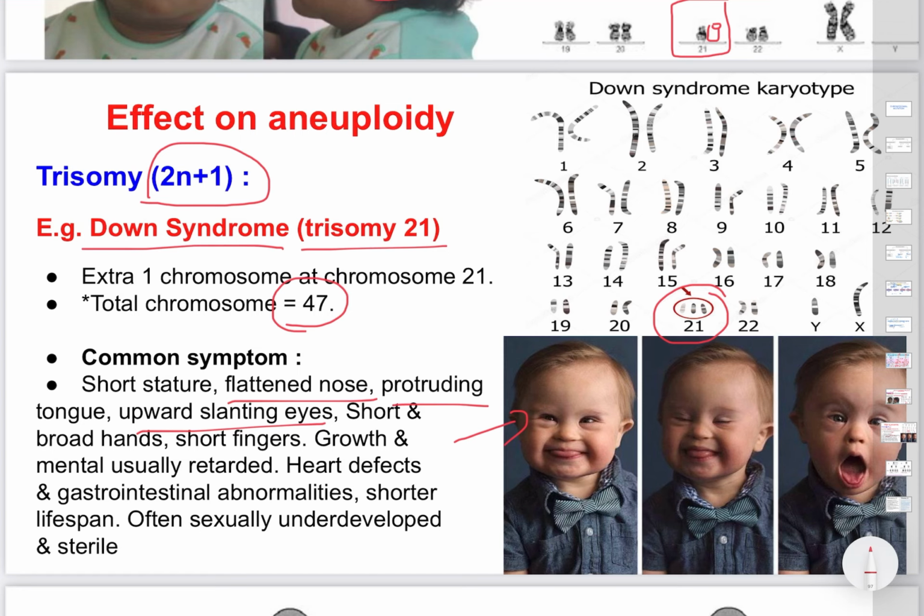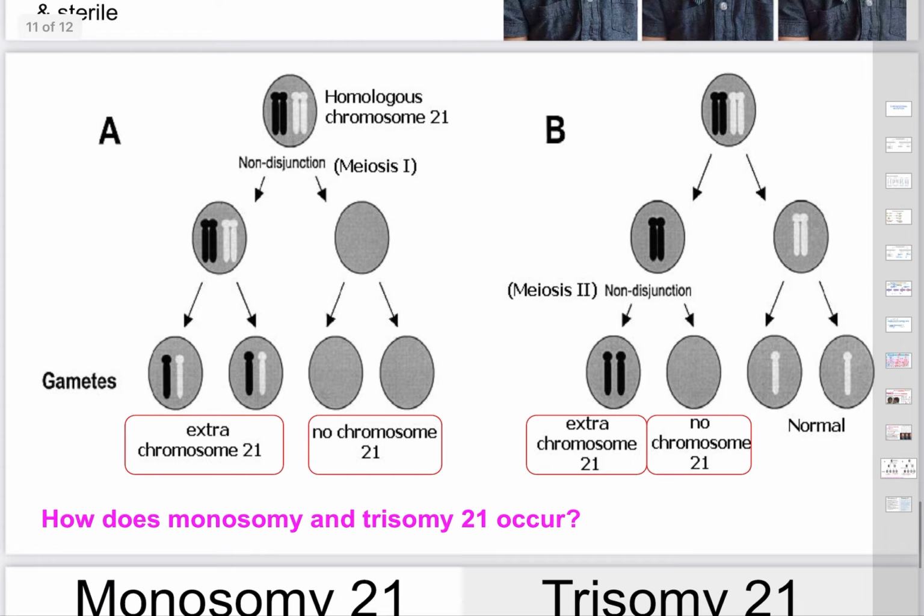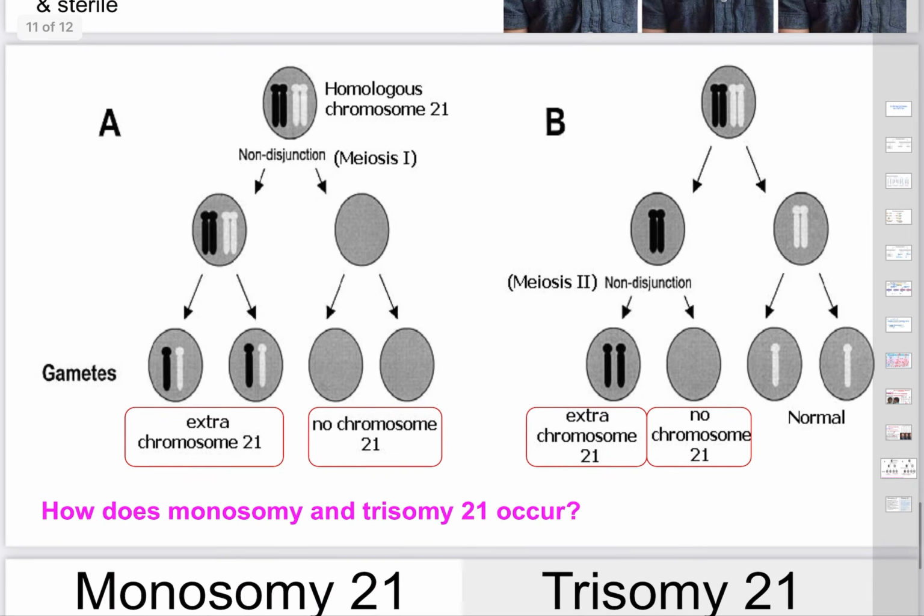So it has slanting eyes tu sepet tapi agak ke atas. Hidung dia agak flat, and then it has protruding tongue. Okay, tongue dia terkeluar. Okay, how monosomy 21 and trisomy 21 occur is because during meiosis. Okay, during meiosis, the homologous chromosome 21, okay, so berlaku non-disjunction semasa meiosis 1.